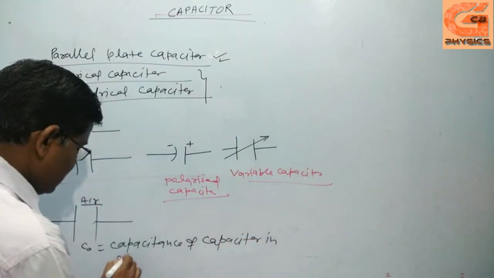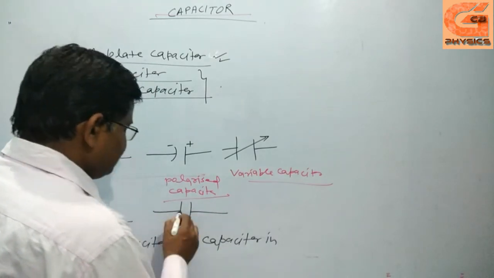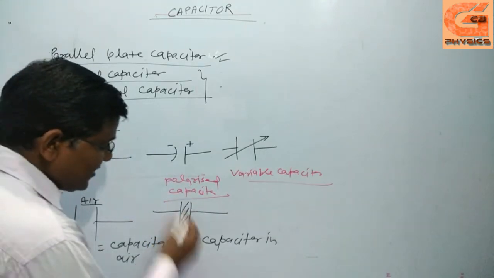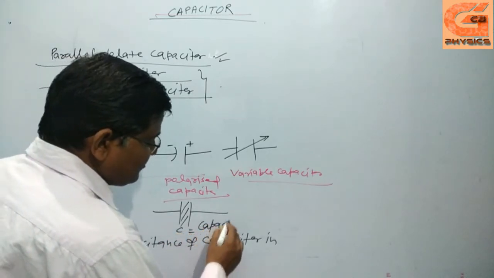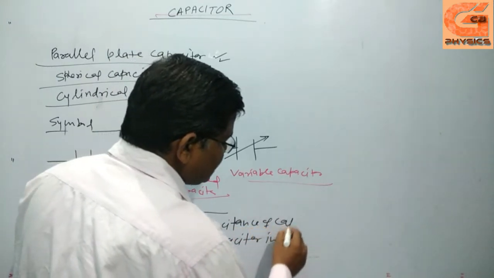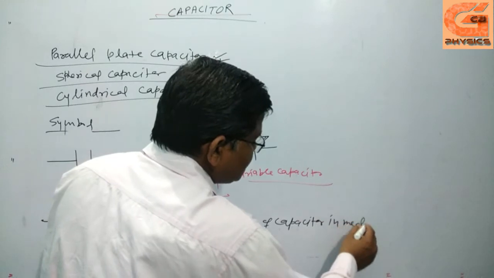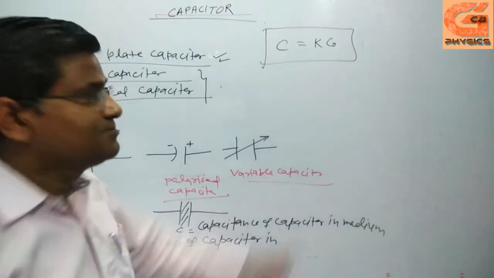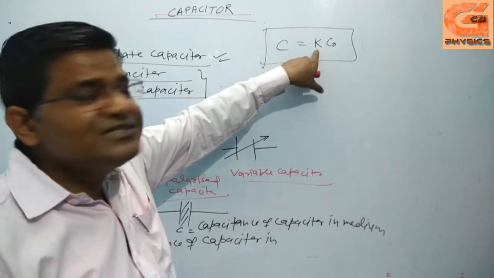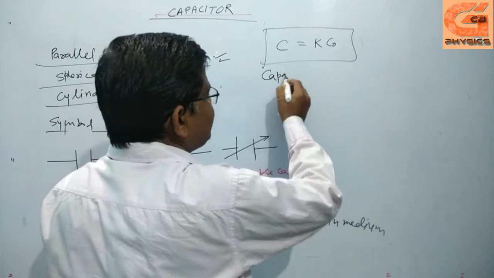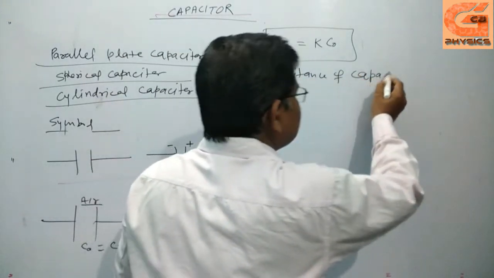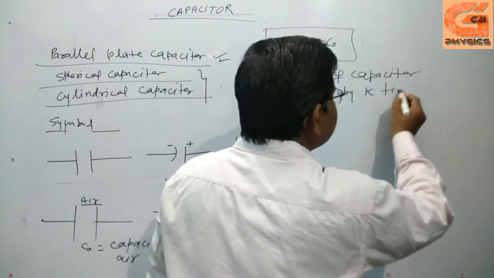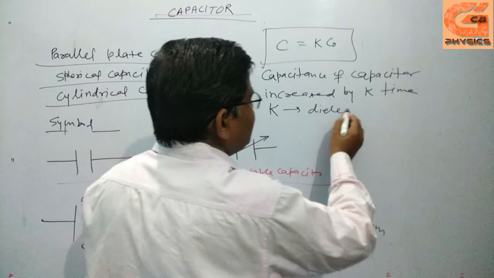And second thing is, when some medium is introduced in between the capacitor plates, then it becomes C, means capacitance of the capacitor in a medium. Then C is equal to K times C naught. This means capacitance of the capacitor is increased by K times. What is K? K is the dielectric constant.